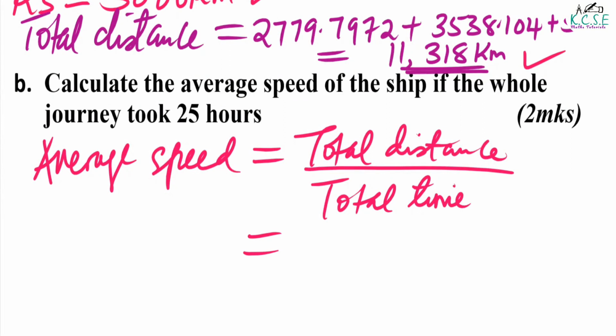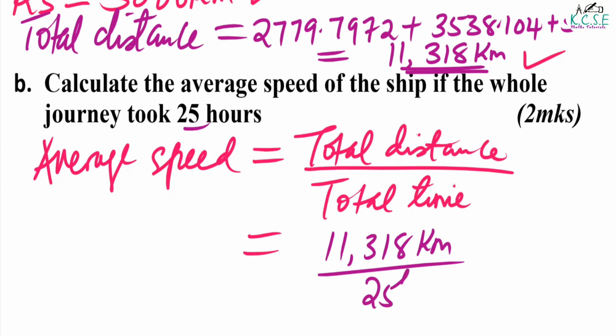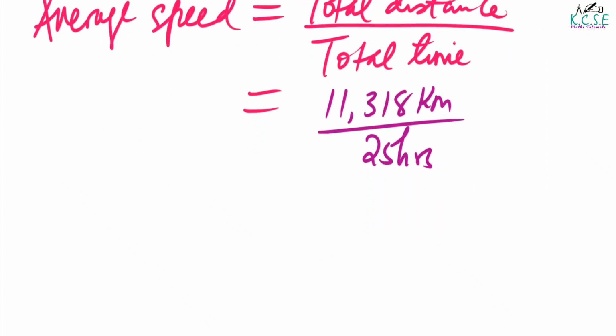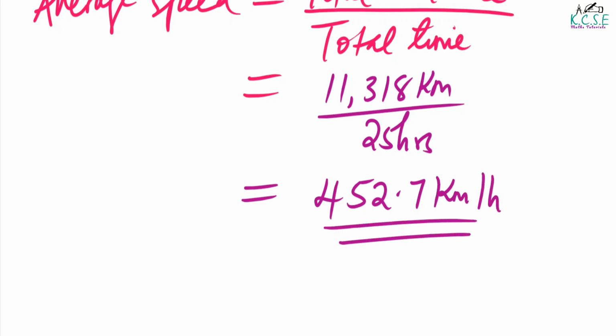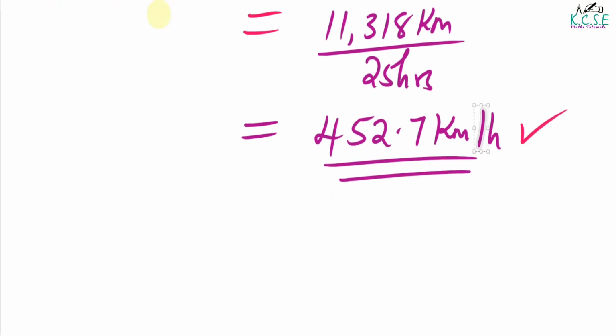So in this case, the total distance traveled by this ship is 11,318 kilometers. Total time taken given here is 25 hours. And when you work this out using the calculator, you get 452.7 kilometers per hour. So that is the speed. We go to the next part.